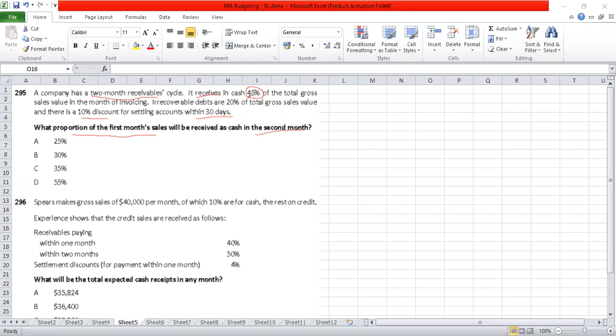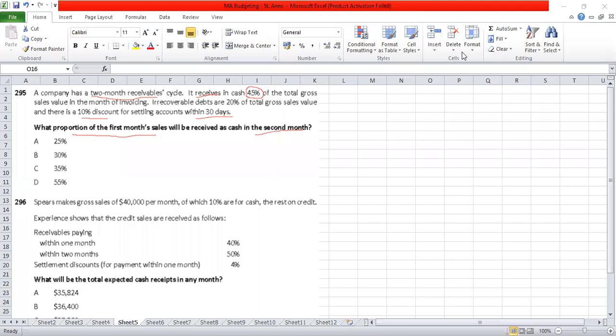The sentence says that it receives in cash 45% of the total gross sales. So what is received? 45% is received. Who would pay? The ones who are availing the discount only will pay during that. So if 45% of them have paid, they have already availed the 10% discount. So this 45% is representing 90% of the sale value. I don't know whether you're able to follow. If you do not follow, please ask me. It is not a simple concept that you can understand in the first go. So even if you do not understand, feel free to get the doubt clarified.